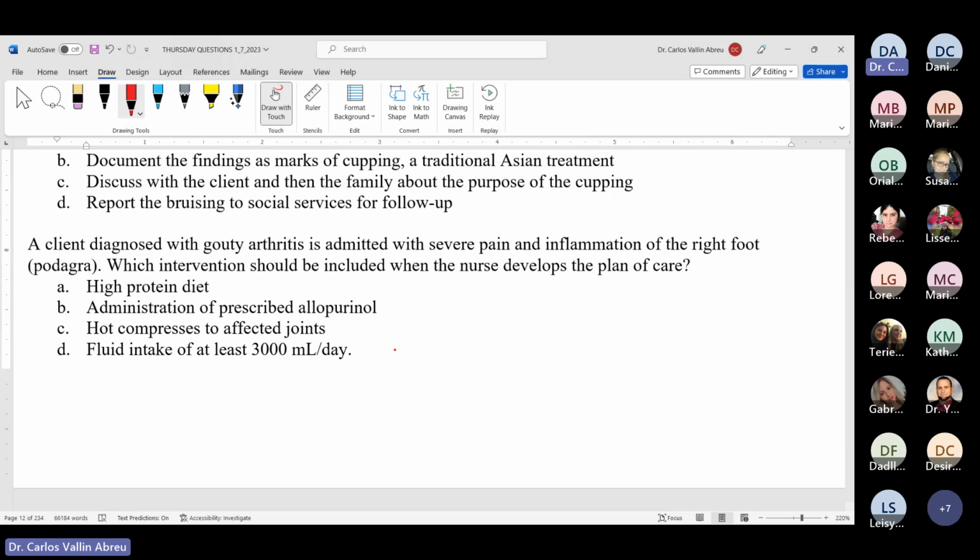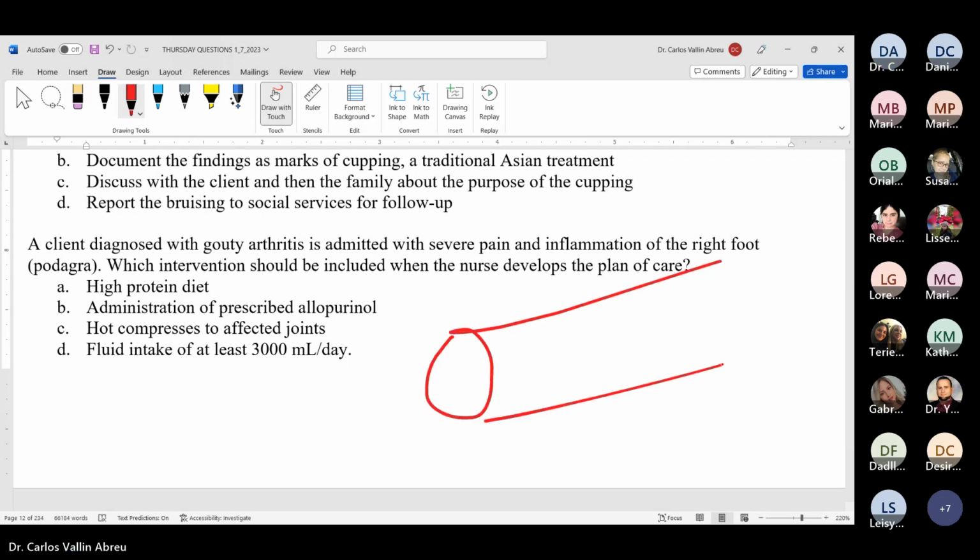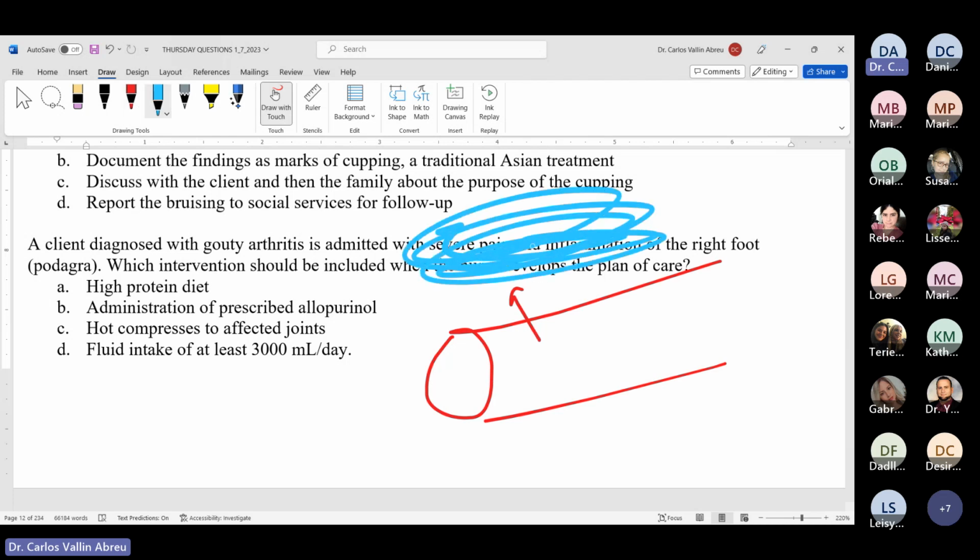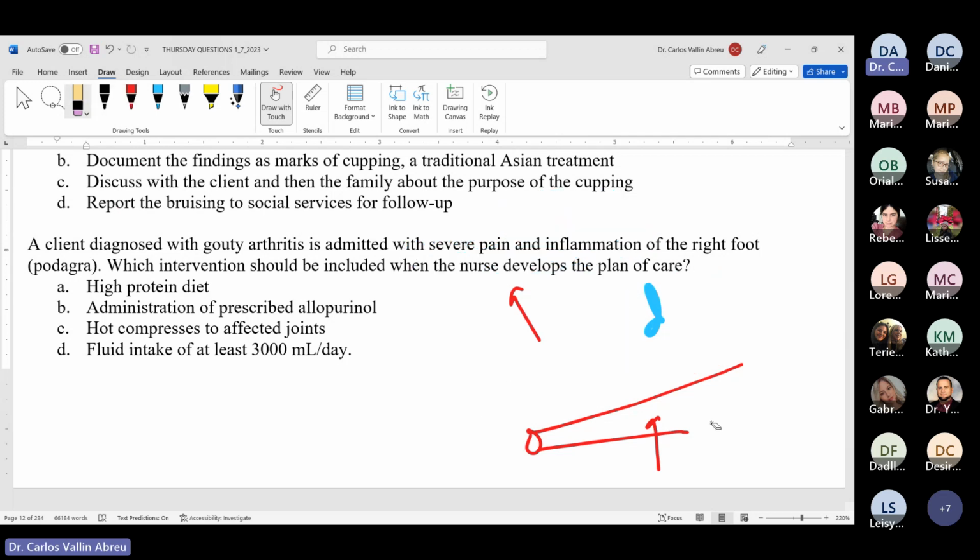In relation to heat, remember the heat produces vasodilation. The vasodilation increases the leak of fluid and more inflammation. So when you have this kind of inflammation, like gouty arthritis or trauma, a sprain of the ankle, etc., you put cold to produce vasoconstriction and to return the liquid to the circulation. Okay? The exception to this is rheumatoid arthritis.